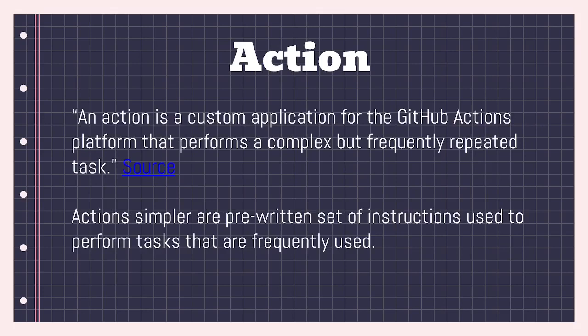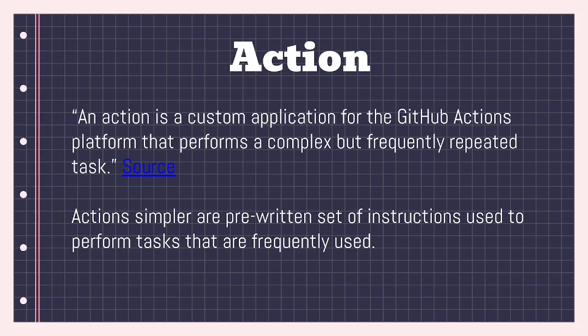So an action is a custom application for GitHub Actions. For example, we are trying to push code to GitHub, and after we push the code, we want Python installed on the virtual machine. That is something that is done commonly every time, right? You can write a script yourself to do this, but instead you can go to the GitHub Marketplace and find that developers have already written simple actions that can help you install Python on your server or virtual machines. So these are called actions.